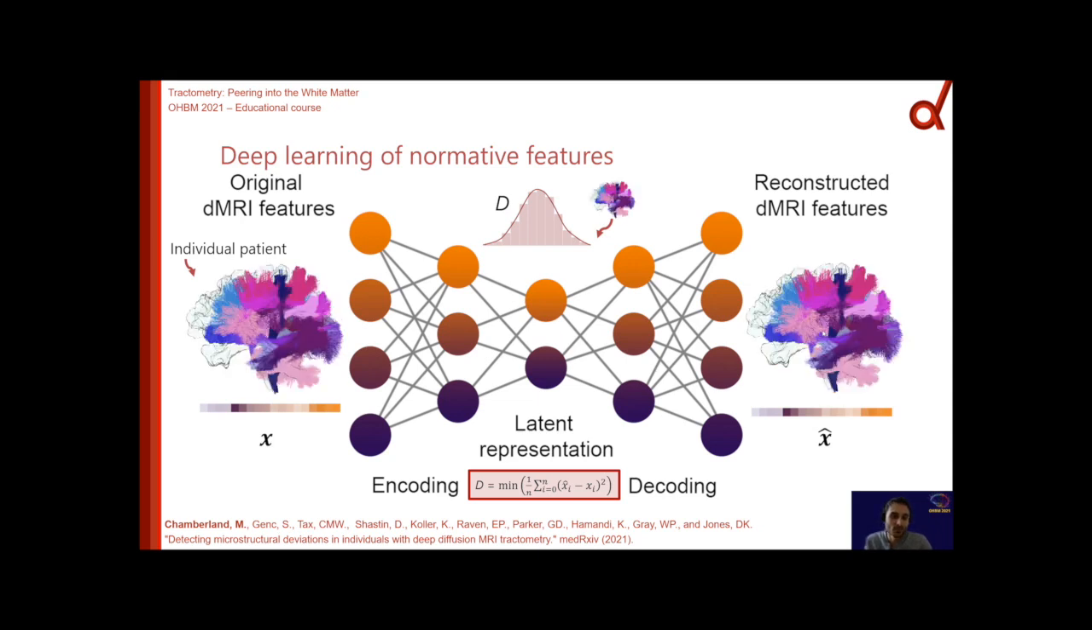And then you give in a new subject, one of your patients, for example, into this network, and you ask, what's the reconstruction error? So what's the output minus the input? And it might actually fall outside of the distribution if this subject has anomalies that the network has never seen before. Or it may fall within the distribution if the subject is simply as normal as the rest.